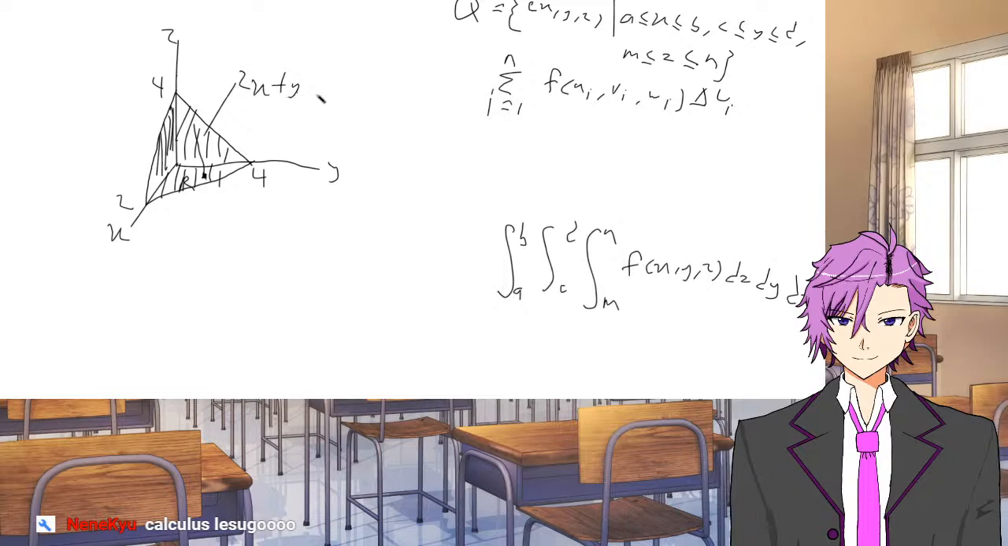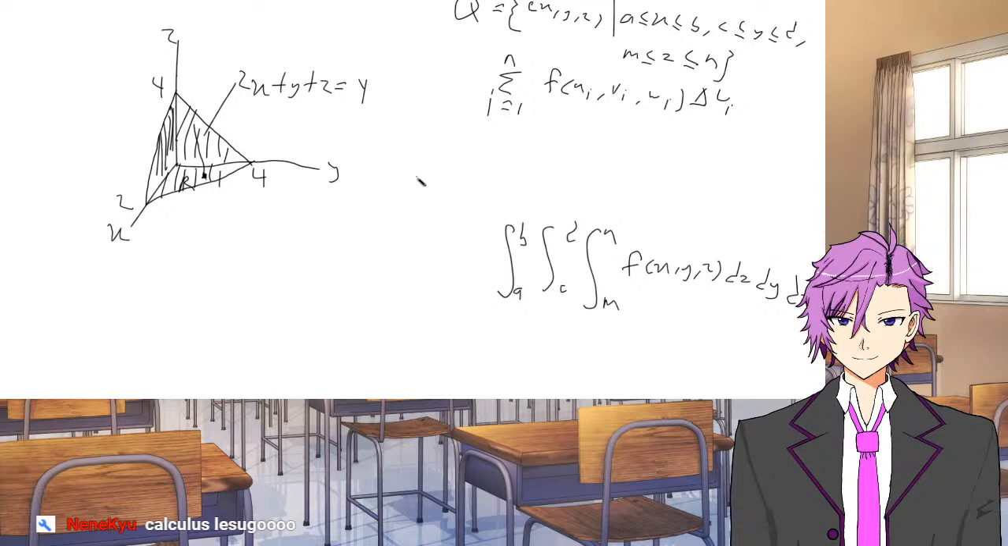2x plus y plus z equals 4. So that will be the region at the highest point. So now, how should we actually solve this? How should we solve this? Oh, and the question itself, where was it again?